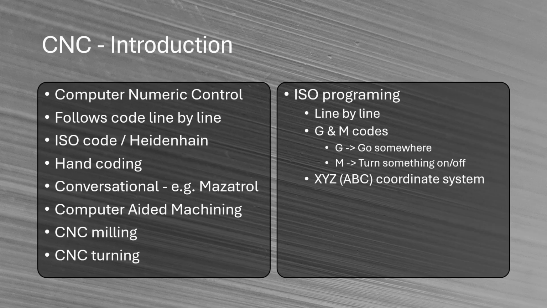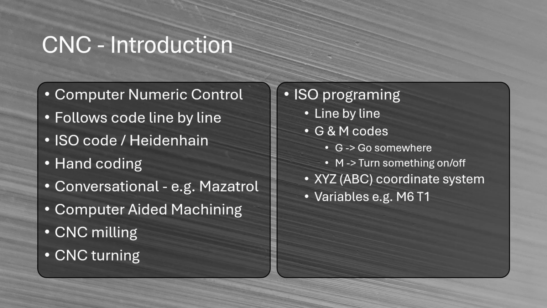All ISO machines and all ISO code, like all CNC manufacturing and machining, is based around a coordinate system, of course. You have the first three axes, X, Y, and Z. And then if you have a fourth, fifth, or sixth axis, you would have the ABC coordinate system.